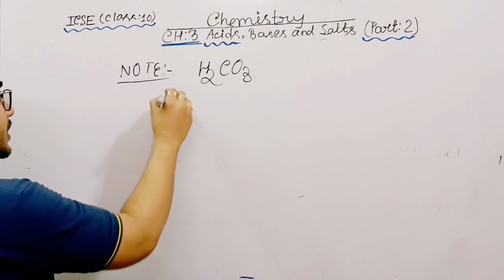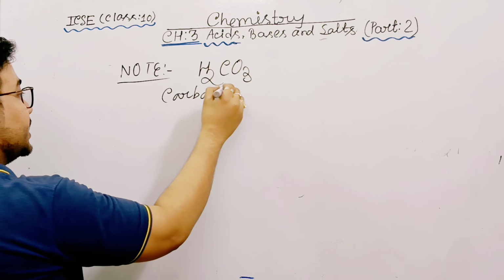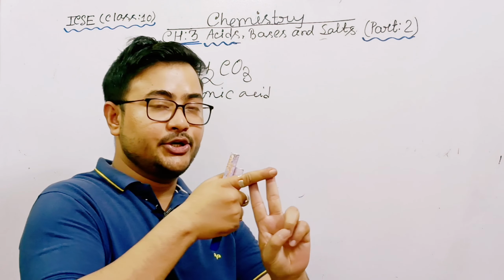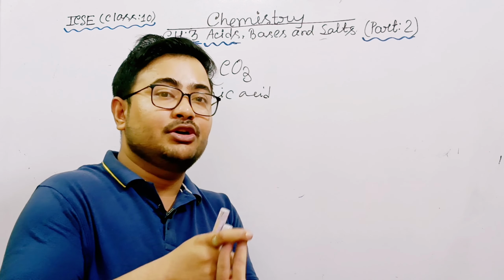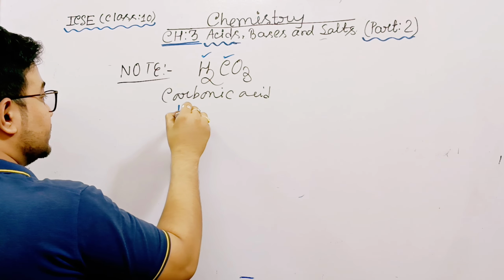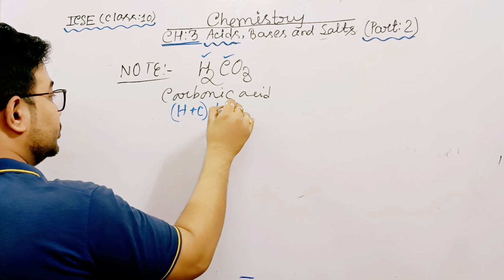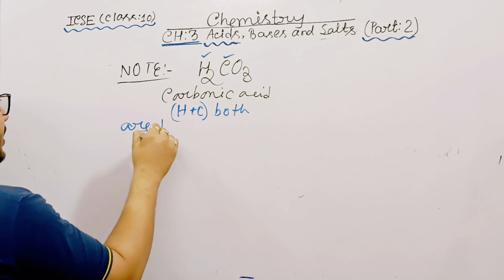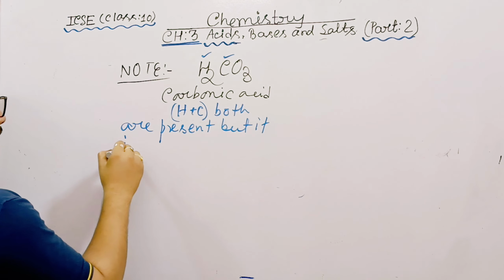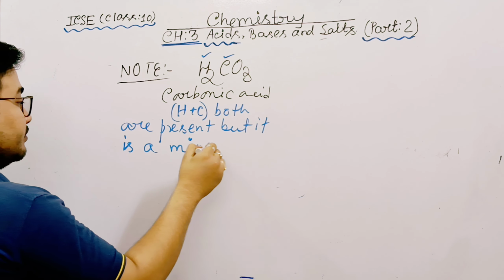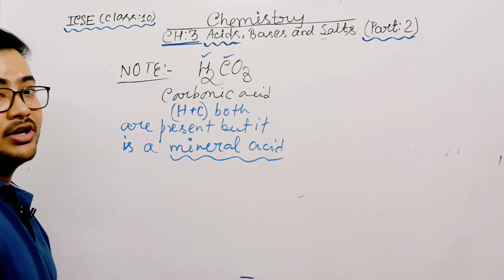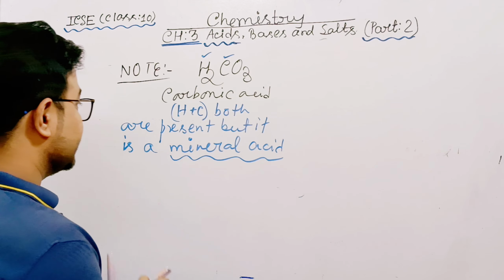H2CO3 name is carbonic acid. Tell me, organic acid contains 2 atoms, hydrogen and carbon, and inorganic acid only hydrogen. Here hydrogen and carbon both are present, but it is a mineral acid. That is inorganic acid. So one exception done.